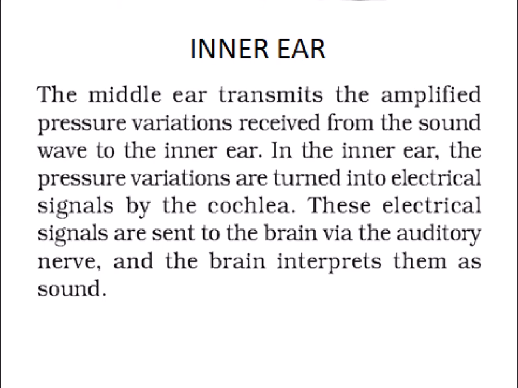The inner ear, the last part of the ear. The middle ear transmits the amplified pressure variations received from the sound wave to the inner ear. In the inner ear, the pressure variations are converted into electrical signals by the cochlea. These electrical signals are sent to the brain via the auditory nerve, and the brain interprets them as sound.